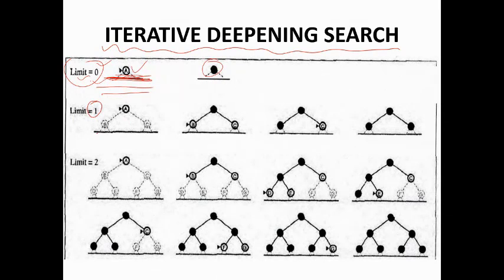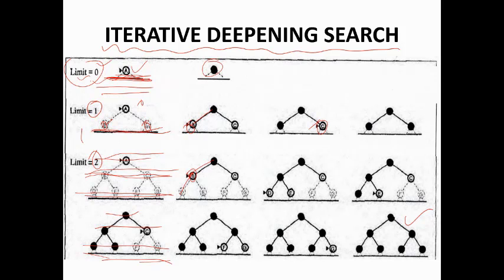If the limit becomes one, then we can search to the first level. So level zero and level one are this. We will search for the goal in the first level, one by one, first this one and then the second one. Also, if the limit is two, this means we can search up to the second level, and not more than that. So we will search here, move here, and then here, and so on. And if the limit is three, this means we will search one more level further, down to this one, 1, 2, 3, and 4.